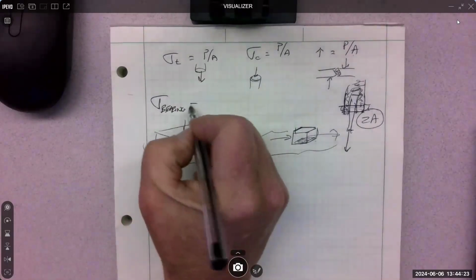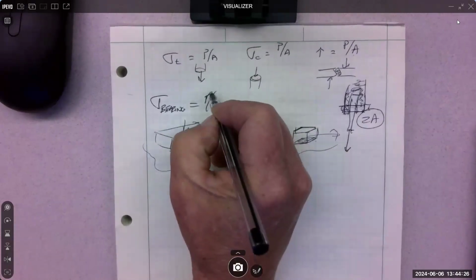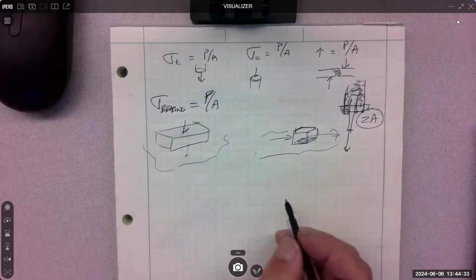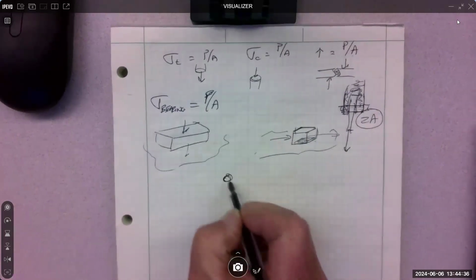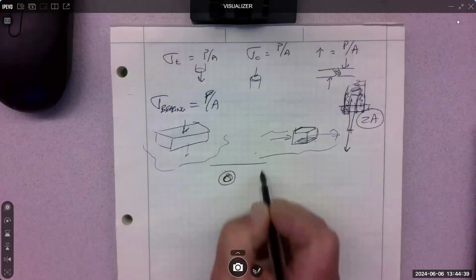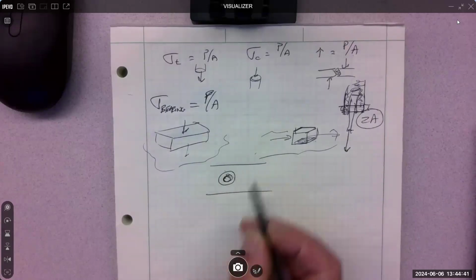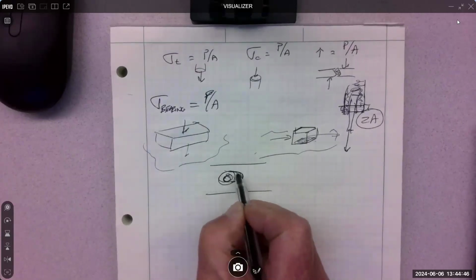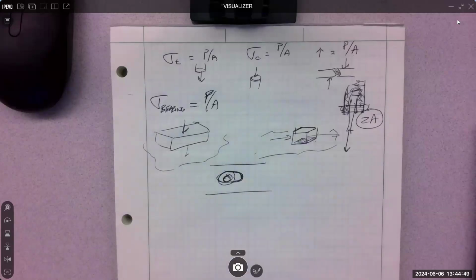So what's the equation? Same old equation, P over A. If you have like a pin inside of a hole, so there's a pin, a hole, and then the hole over time looks like this, because the pin has moved and it's literally squished the material. That's a bearing failure. Absolutely. Yep.